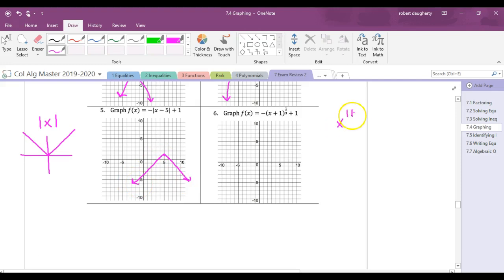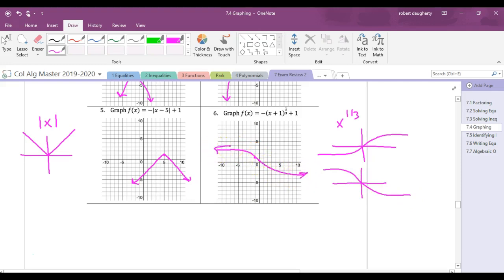x to the 1/3, that's the parent function that looks like this, okay? What has happened to mine? I have moved to the right one and up one, and I have been reflected. So if I'm reflected, my general shape is going to be this way, okay? So if I look at that, I see a graph that looks like this.